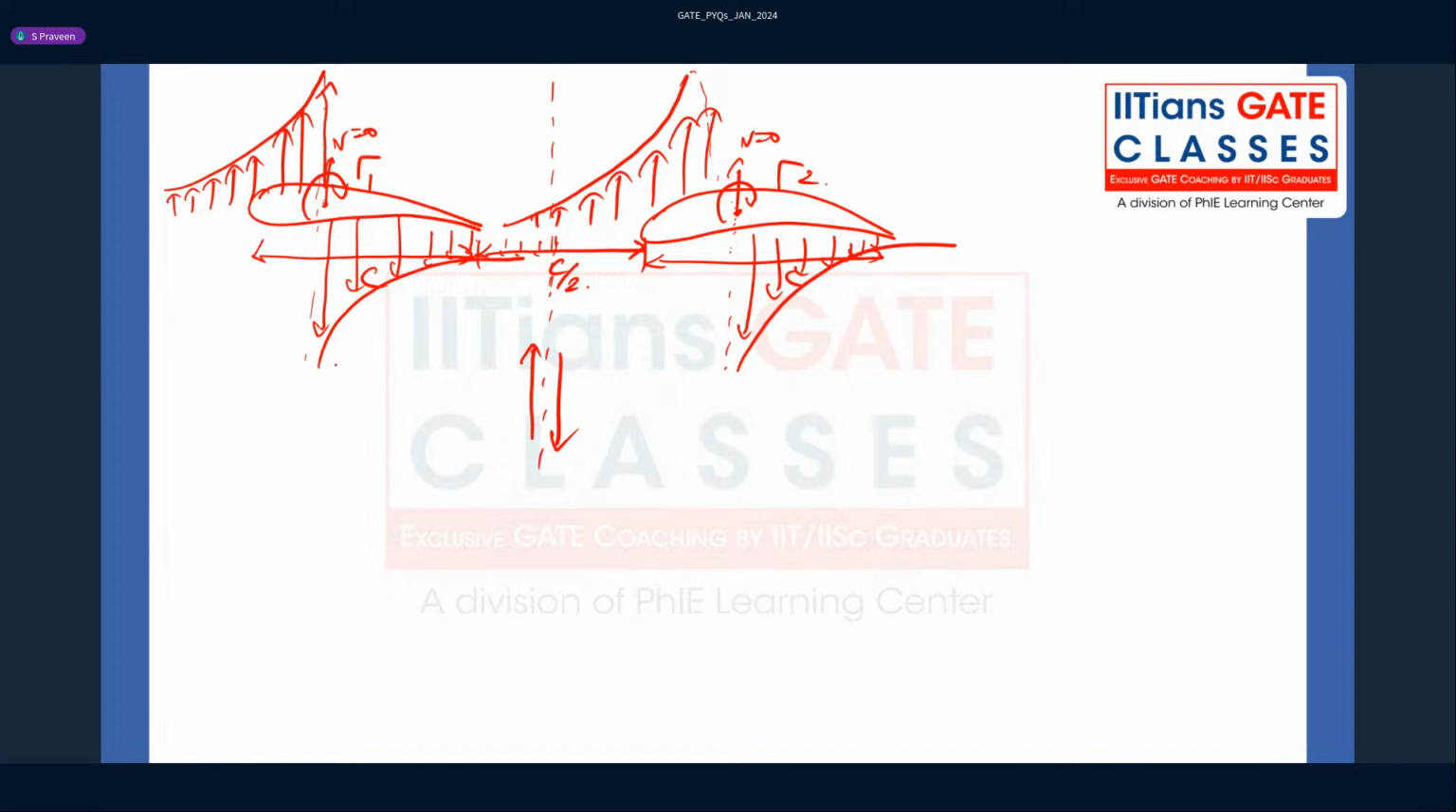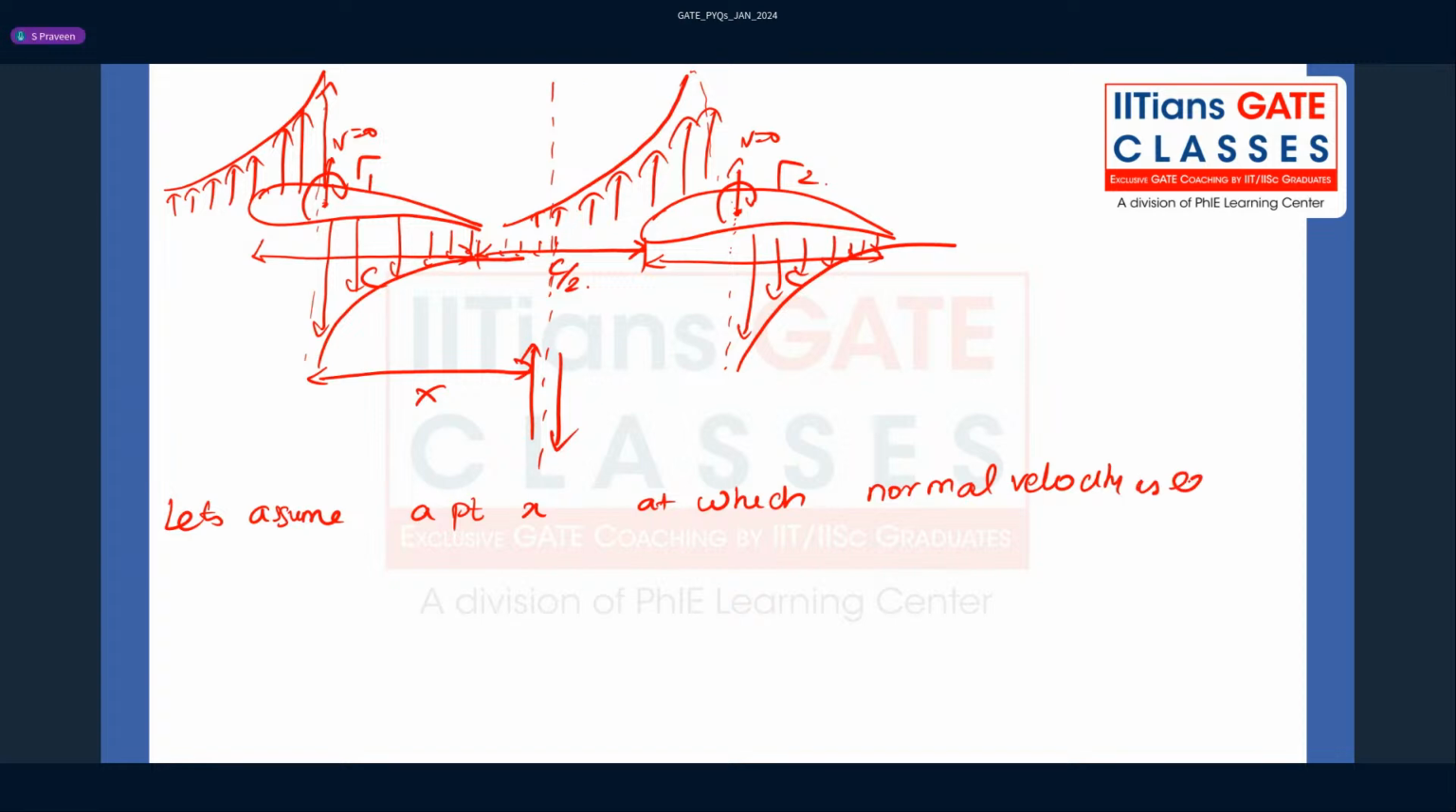So let's assume a point x from this c by 4. Okay, so I can write. Let's assume a point x at which the normal velocity is zero, right? Normal velocity is equal and opposite. Okay, that's what you'll write. So which means I can write gamma 1 by the velocity expression from potential flow theory, which is basically 2 pi x.